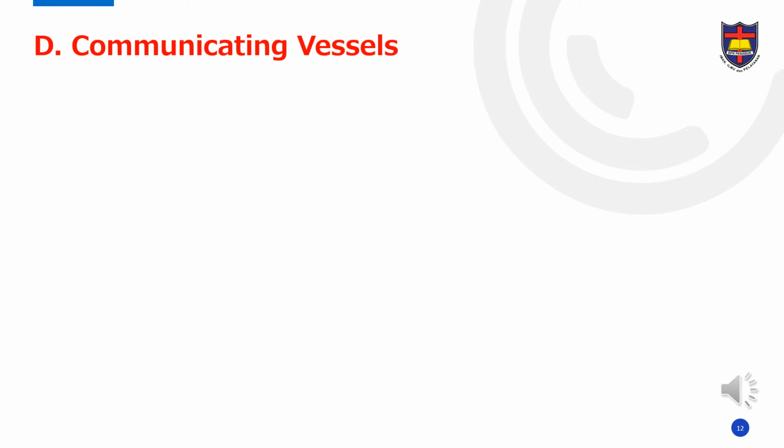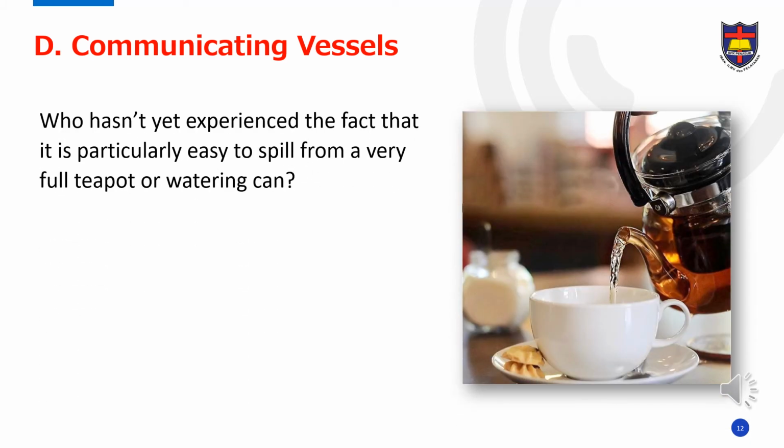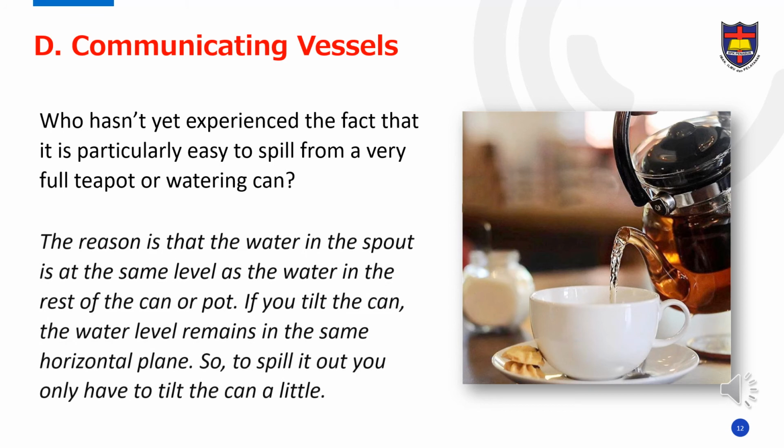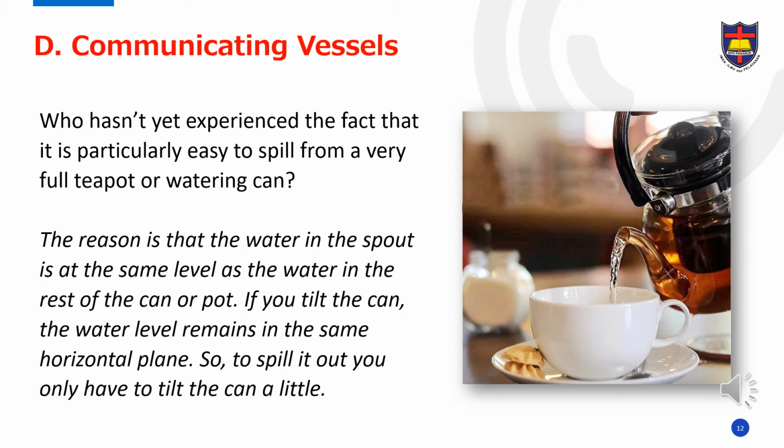Communicating vessels. Who hasn't yet experienced the fact that it's particularly easy to spill from a very full teapot or watering can? The reason is that the water in the spout is at the same level as the water in the rest of the can or pot. If you tilt the can, the water level remains in the same horizontal plane. So to spill it out, you only have to tilt the can a little. So, teapot or watering can are examples of application of communicating vessels in our daily life.